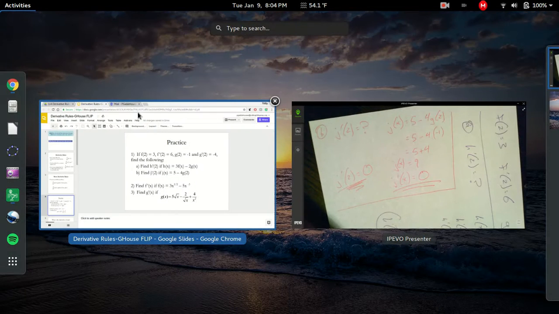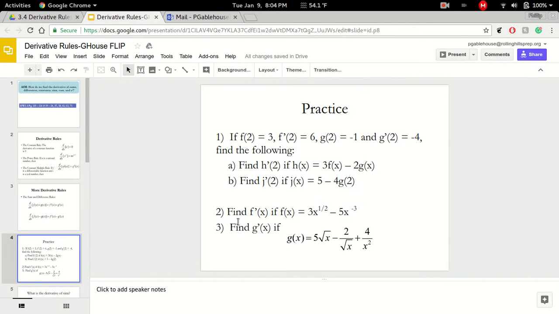Okay, let's take a look at our other examples here. So we have f prime of x. If f of x is equal to 3x to the 1/2 power minus 5x to the negative 3rd power, this is really a power rule example. We did something similar to this when we were in class the other day. Then we have find g prime of x if g of x is equal to 5 root x minus 2 over square root of x plus 4x squared.